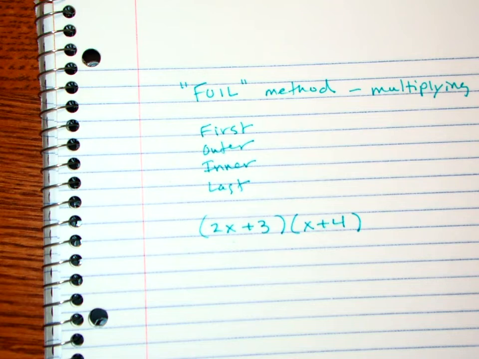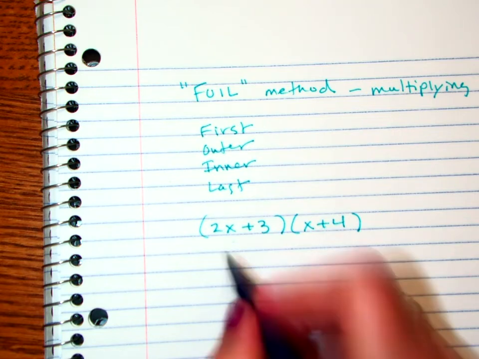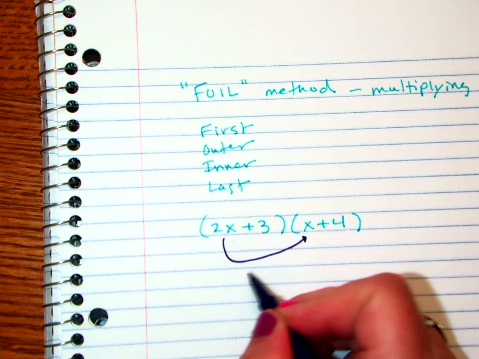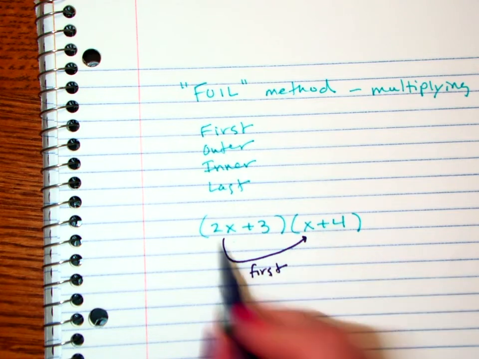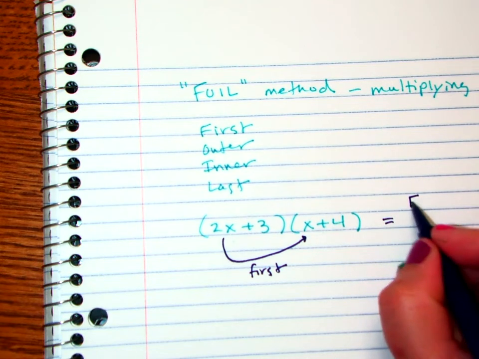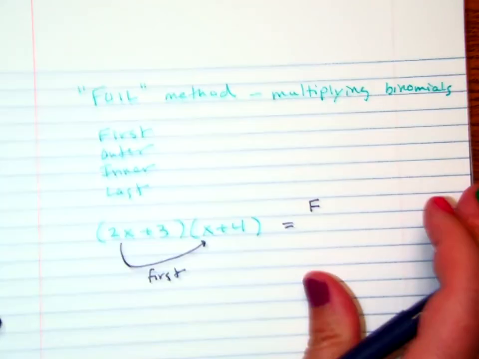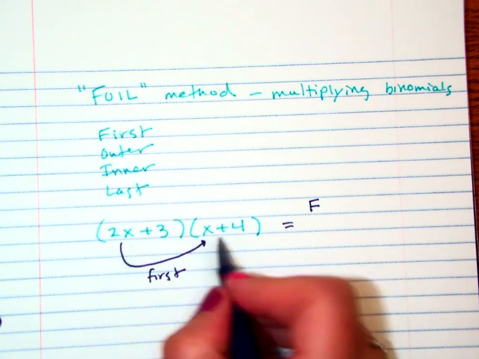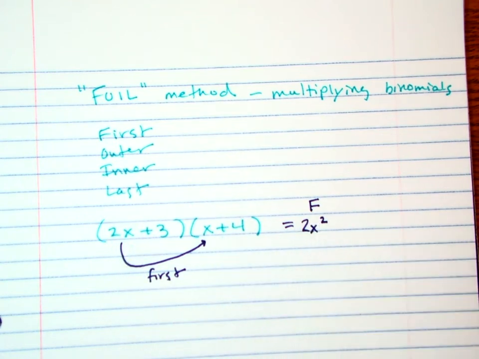So what I'm going to do first is multiply the first two terms. So these are the first two terms, 2x times the x. I'm going to write it up top so you can see it. First, 2x times x would be 2x squared.